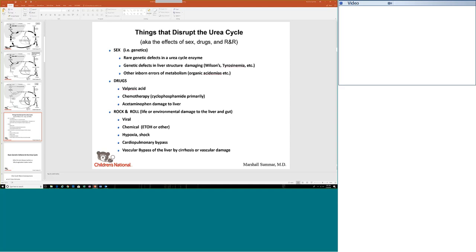Cardiopulmonary bypass, which is sort of an induced or an iatrogenic form of hypoxia and shock, actually has huge damaging effects on both the liver and the intestinal blood vessels, which will significantly affect these functions as well. And then anything that results in vascular bypass, either on purpose or by scarring down the liver so you can no longer pump blood through it, will affect urea cycle function.